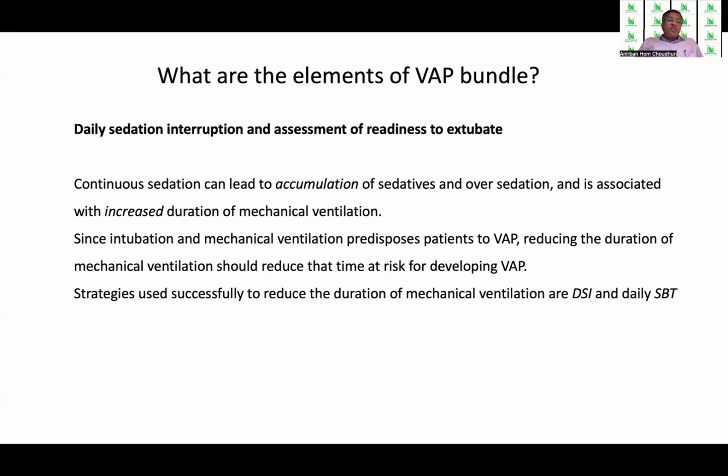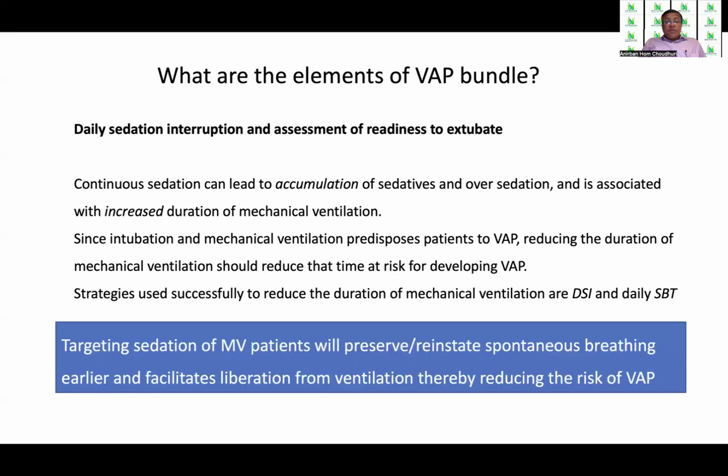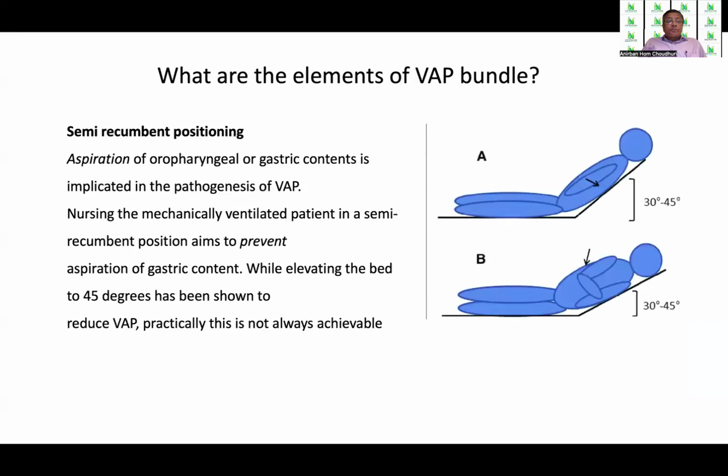So strategies used successfully to reduce the duration of mechanical ventilation are daily sedation interruption and spontaneous breathing trial. Therefore, targeting sedation of mechanically ventilated patients can preserve or reinstate spontaneous breathing much earlier and in a better way to facilitate liberation from ventilation and reduce the risk of VAP. The next important element of the VAP bundle is semi-recumbent position.